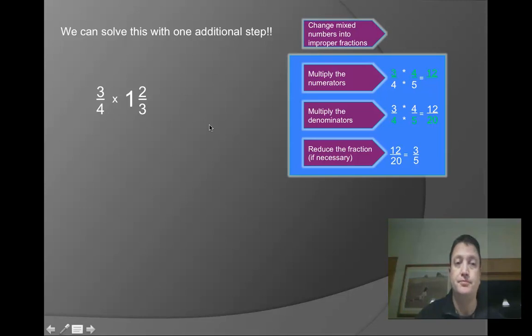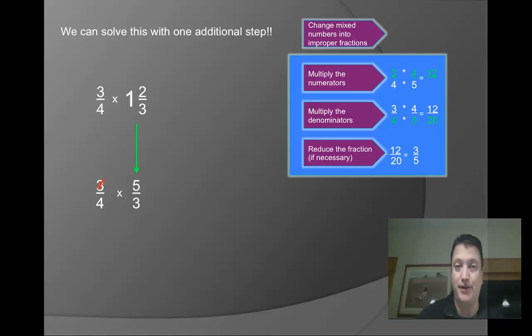Okay? So, I've got a fraction 3/4 times a mixed number 1 2/3. I'm going to convert this into an improper fraction. How do I do that? Well, first thing I know is that my denominator is not going to change, so I'm going to end up with a 3 still as a denominator. As a reminder, we just take the denominator times the whole number plus the numerator. So I'll explain how that works. 3 times 1 is 3, plus 2 is 5. So when I convert this, I end up with 5/3. I bring down the rest of the problem, 3/4 times 5/3.